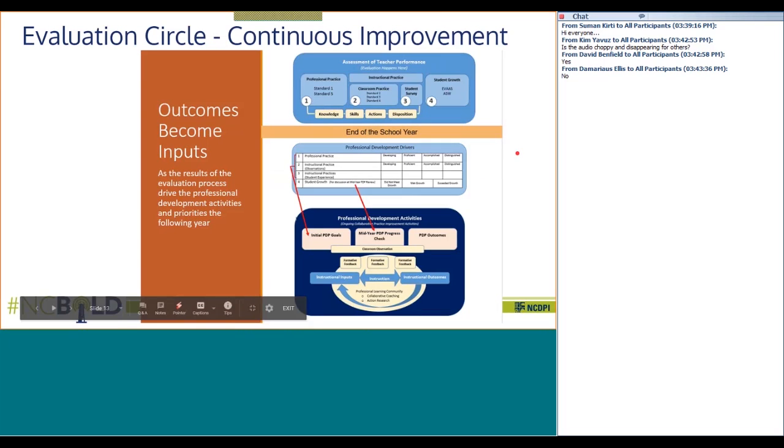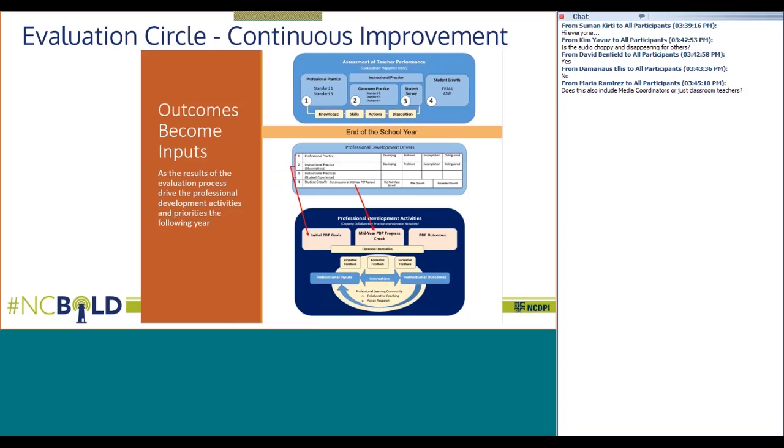So here, outcomes become inputs as the results of the evaluation process drive the professional development activities and priorities the following year. However, the data that was collected and is completed and reviewed with the teacher on the summative evaluation from the prior year will inform the next year's PDP goals. And you see at the top the assessment of the teacher performance. We see those things listed there, and then it informs the upcoming year.